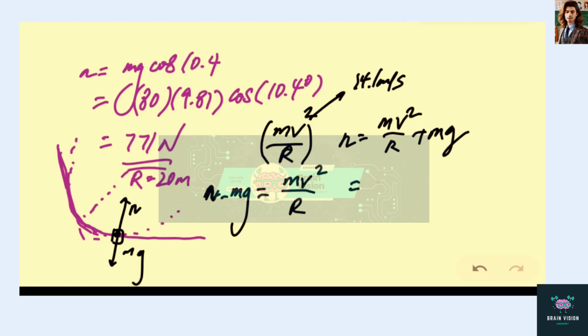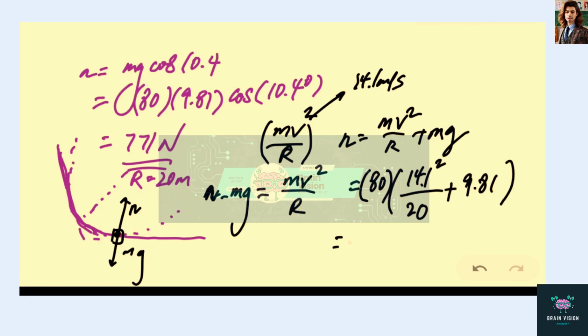Putting everything in, so we have 80 kilograms, v squared is 14.1 squared, radius of 20 meters, plus 9.81, and we should get about 1.57 times 10 power 3 newtons.